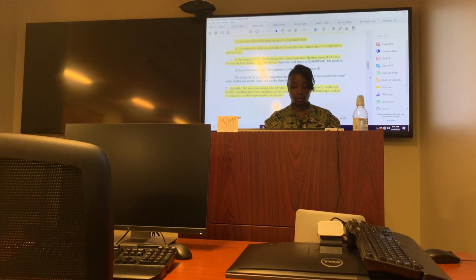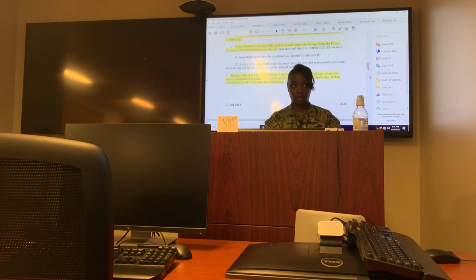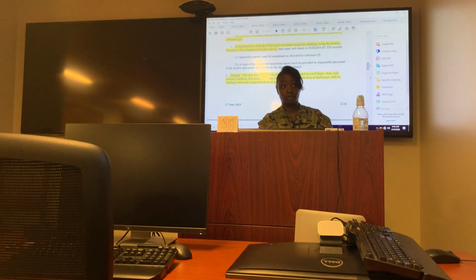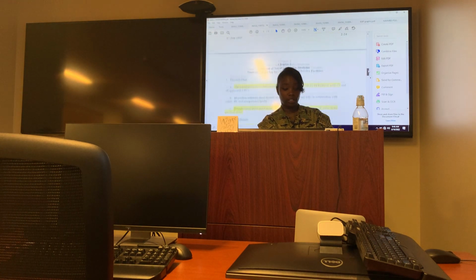And again, same thing with the Brig, just like our barracks, you wanna make sure that it's clean and in well kept sanitary conditions, free from conditions that will promote pest proliferation or harborage.